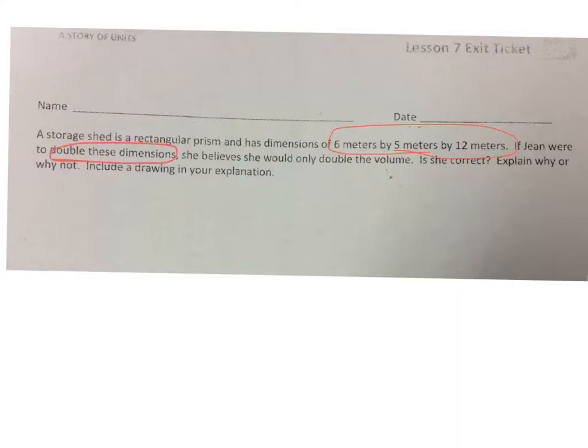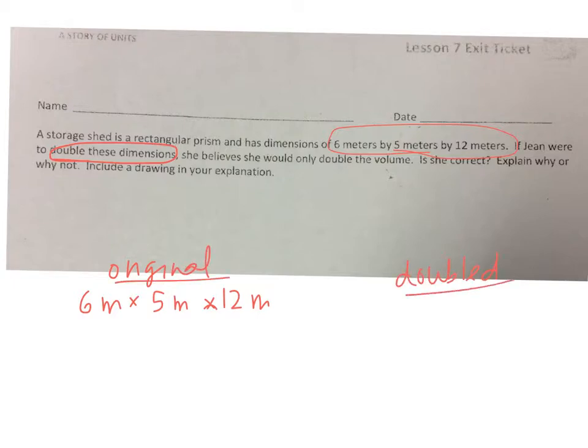So if the original dimensions were 6 meters by 5 meters by 12 meters, this is the original, what would the doubled dimensions be? What's double of 6? Everyone? 12. Okay. What's double of 5? 10. What's double of 12? 24. Okay. Now, Jean's wondering, if I double the dimensions, am I also doubling the volume?